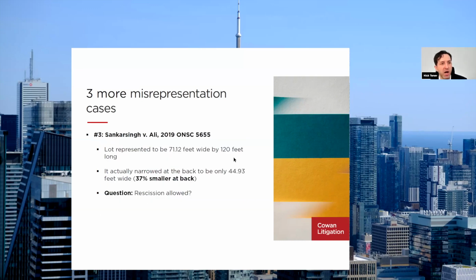Okay, last one. The lot was represented as 71 feet by 120 feet, so as a rectangle, but it was actually narrower at the back. So it kind of tapered off at the back, and it was only 44 feet at the back, so roughly 37% smaller at the back. So was rescission allowed in this case? Frank, if you can put that up.